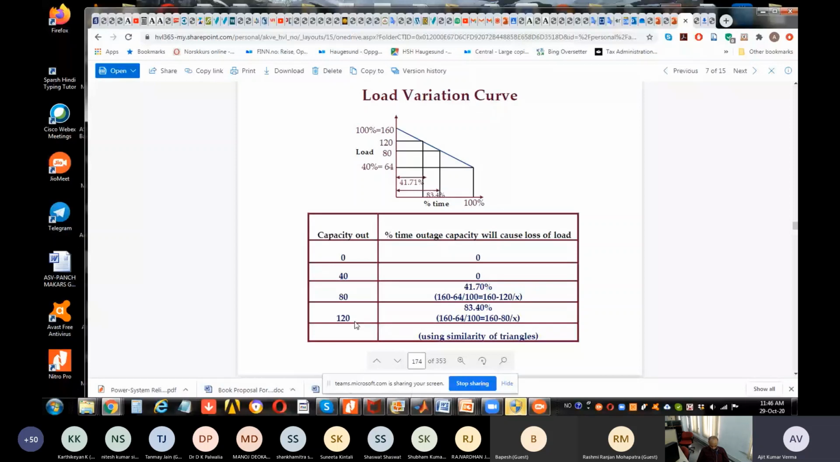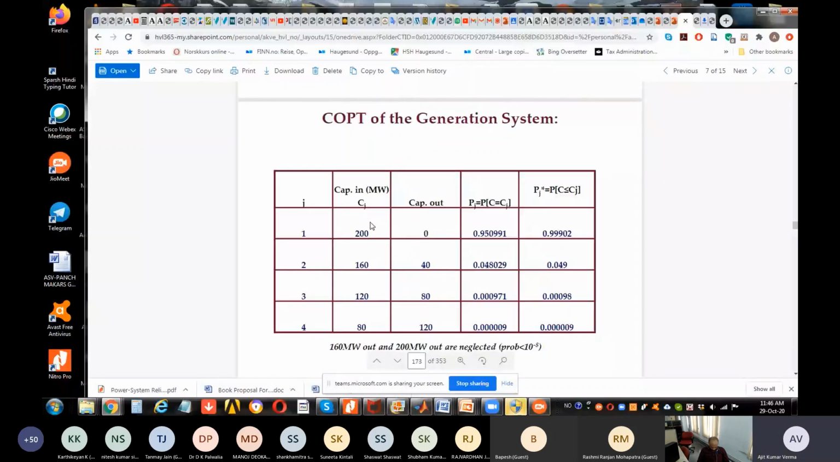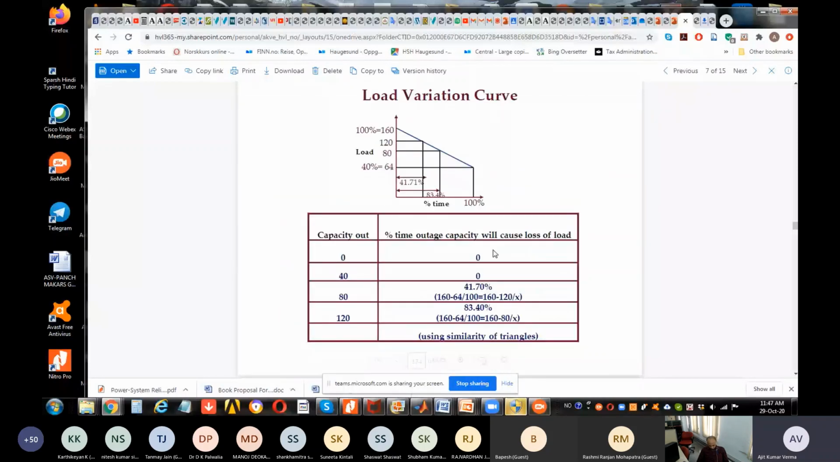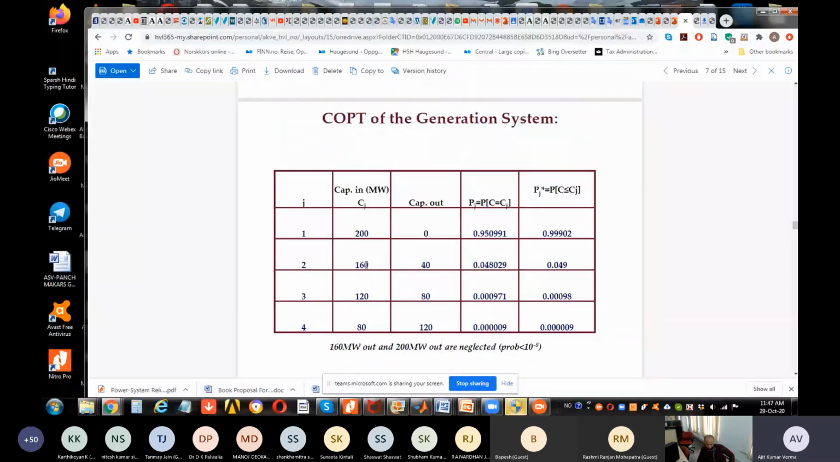Now, what about zero? When the capacity out is zero, that means you have 200. So no load is out. Percentage of time outage capacity will cause loss of load: when capacity out is 40, that means 160. The peak load is 160, and therefore no load will be out.